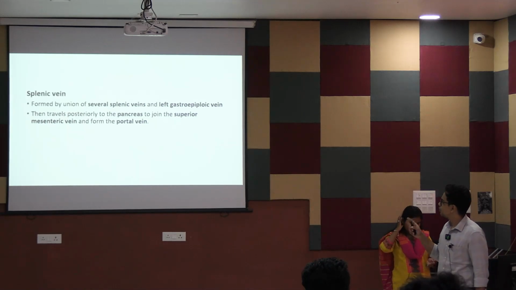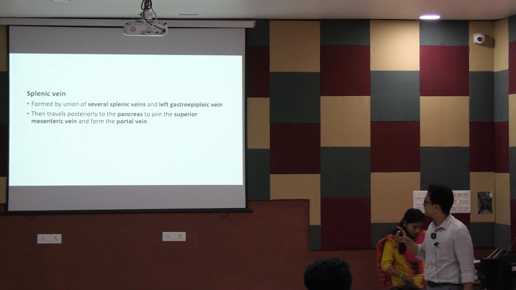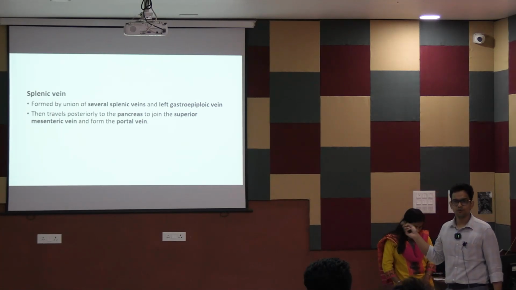The splenic vein is formed by the union of several splenic veins and the left gastroepiploic vein. Now the splenic vein joins the superior mesenteric vein to form the portal vein.